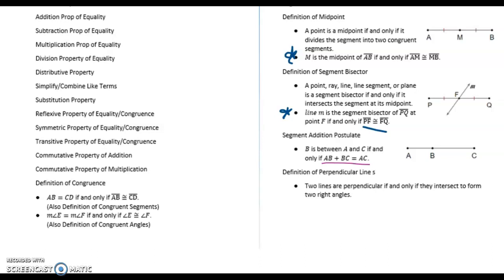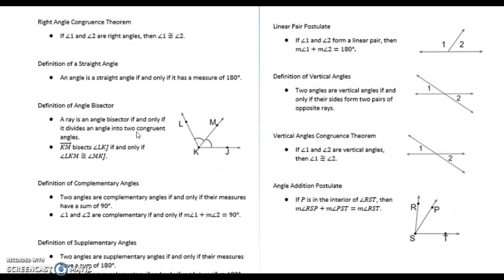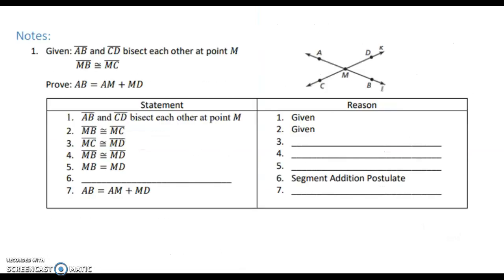Let's look at angles also real quick. So we're going to turn to our angle pages. Definition of angle bisector. If you know something is an angle bisector, then it lets you say the two angles are congruent. So remember, it does not let us say equal, only congruent. All right, let's go back and look at this proof.